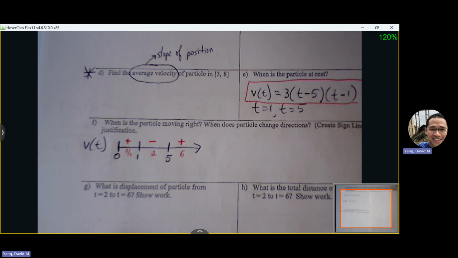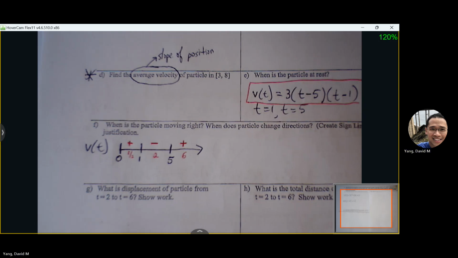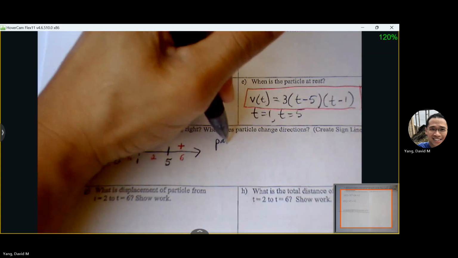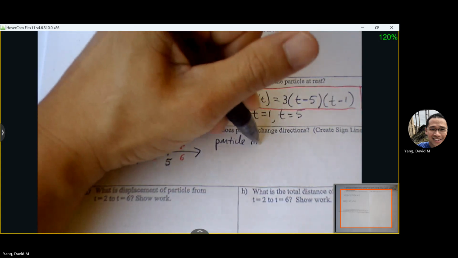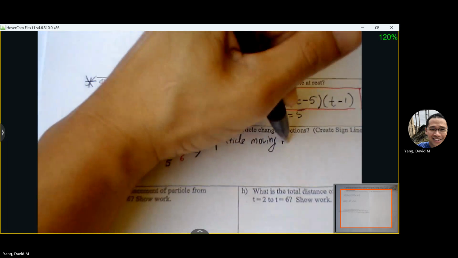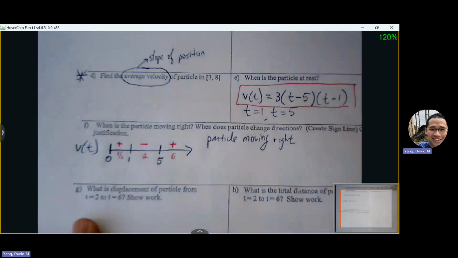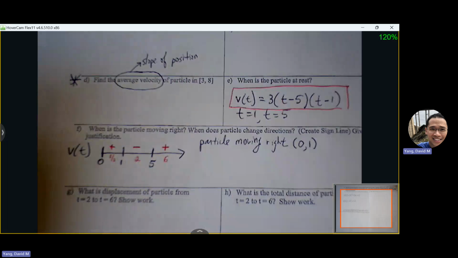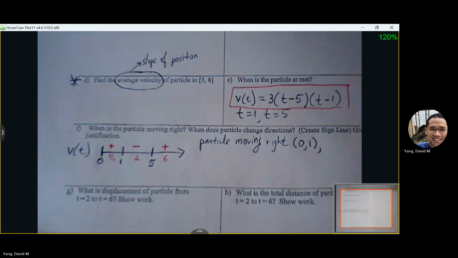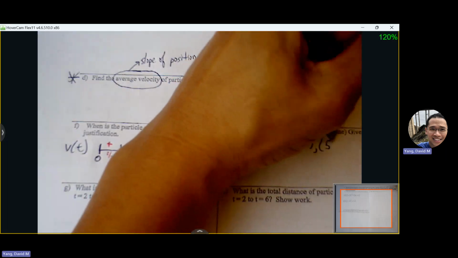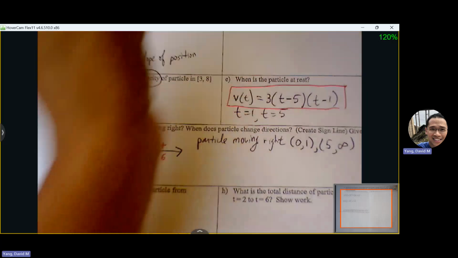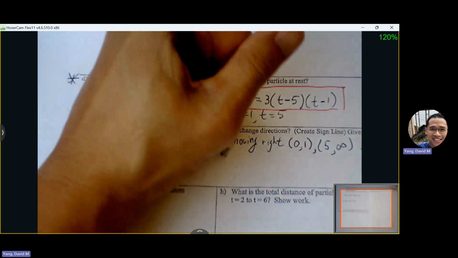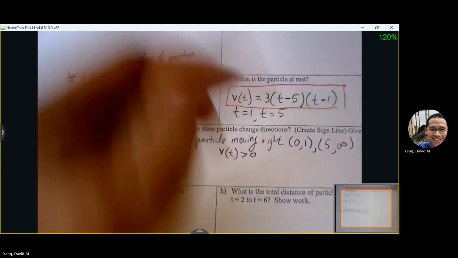Okay, so when is the particle moving right? At which intervals? 0 to 1, and then 5 to infinity, because our justification is that velocity is greater than 0.